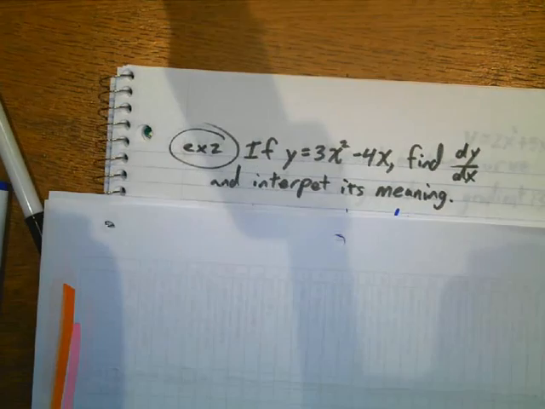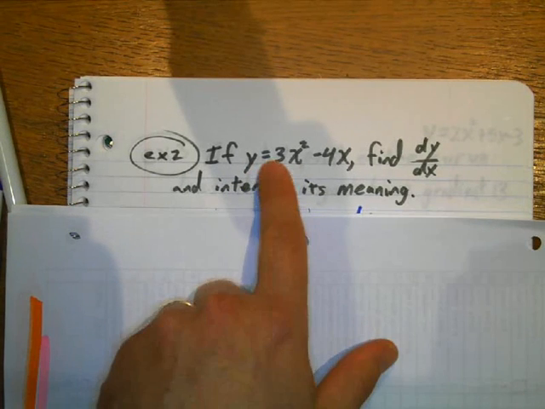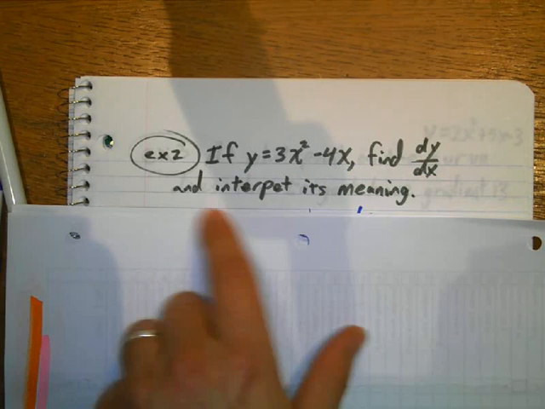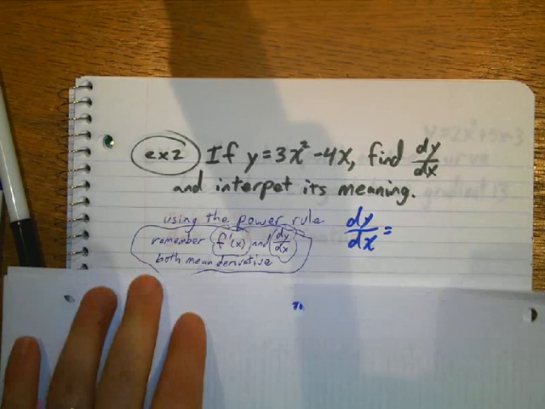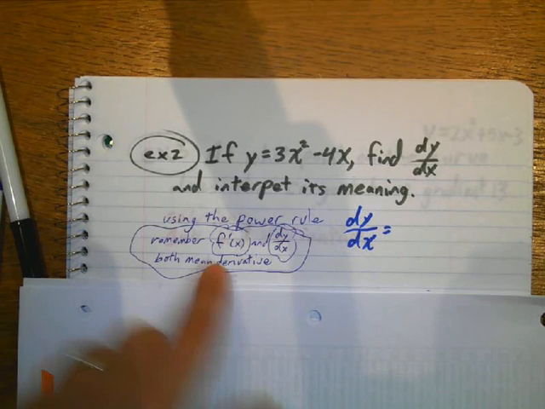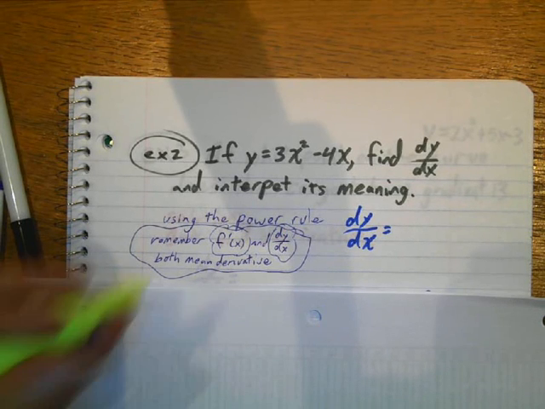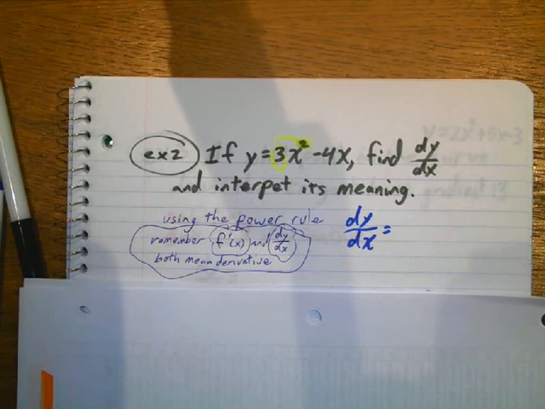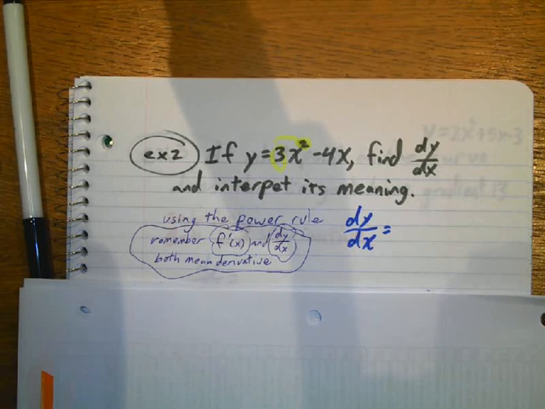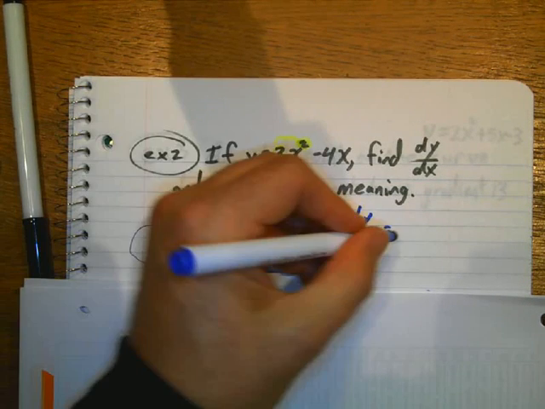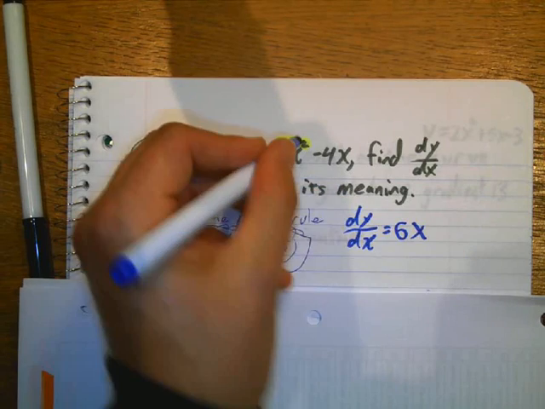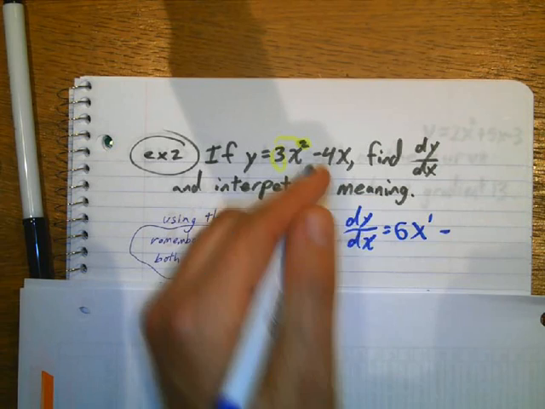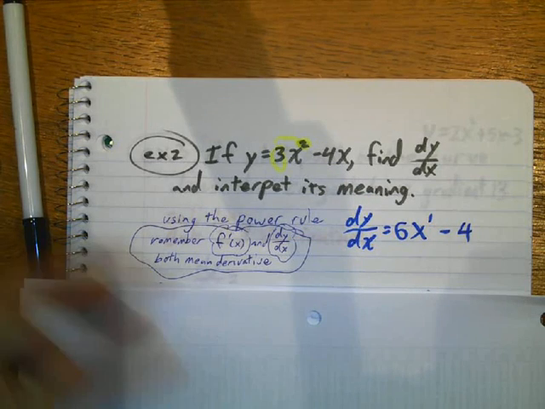The next question is, if y equals 3x squared minus 4x, find the derivative and interpret its meaning. We're going to use the power rule to find the derivative. This power is going to get multiplied by the 3, so 3 times 2 gives me 6, and that power decreases by 1, so it becomes a 1. And then we end up with minus 4, because this has a power of 1.